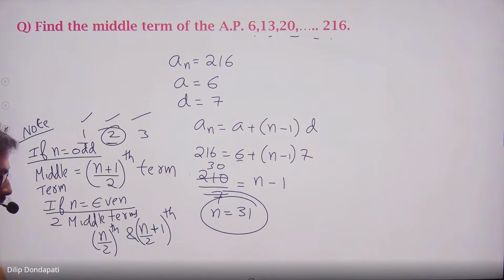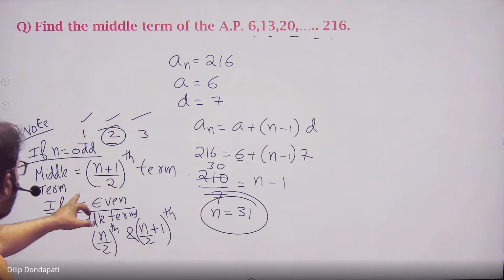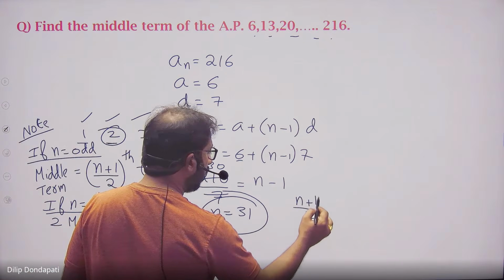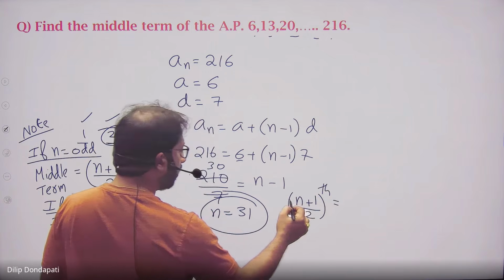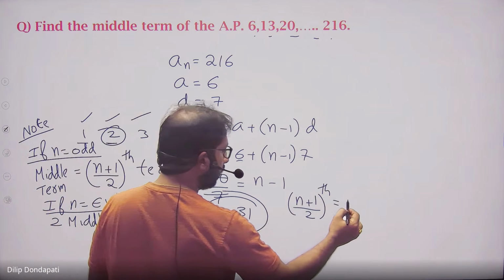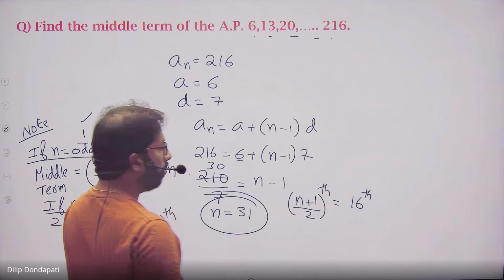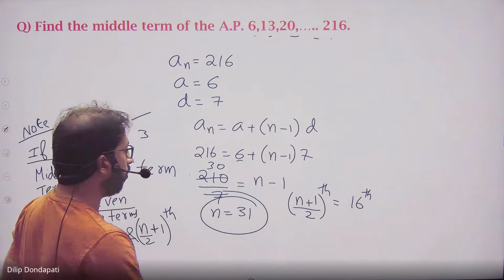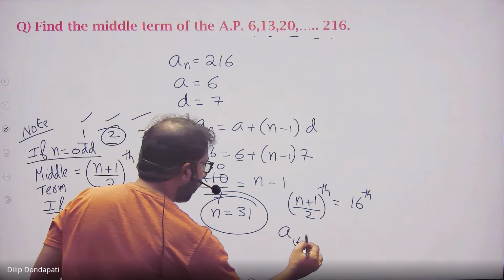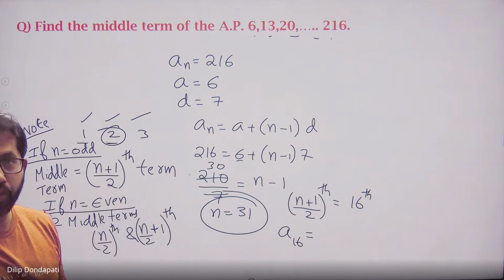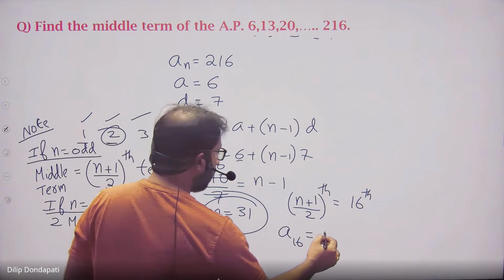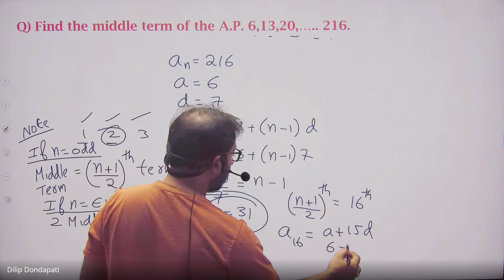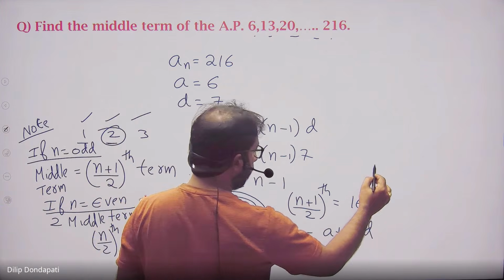Okay, now since n is odd, we have to find n plus 1 by 2, right? So n plus 1 by 2th term is how much? 31 plus 1 is 32, by 2 is 16. The 16th term. He is telling us to find the middle term and its number, so we have to find A16. Understood? Now A16 will be what? A plus 15D. Now A is 6 plus 15 into 7. How much?